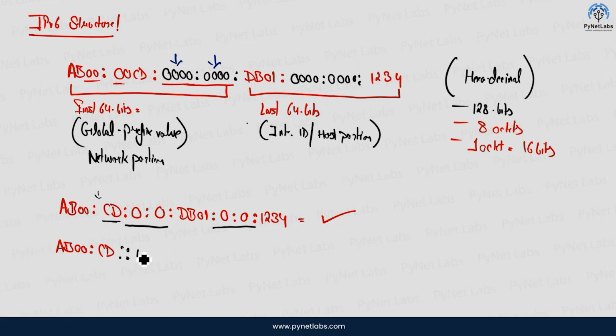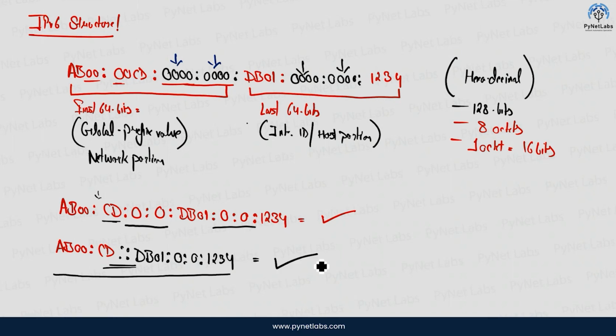Now, apart from that, the rest of the IP you will be writing like DB01. And again, here you are having 0 0. So it's not like you will be using double colon here as well. You are not allowed to use double colon twice in the IPv6 address, which means you are only allowed to use double colon once in the IP. Using the double colon twice is not allowed. And this is how we are going to make it shorter.